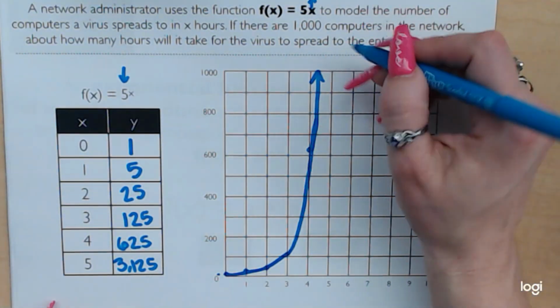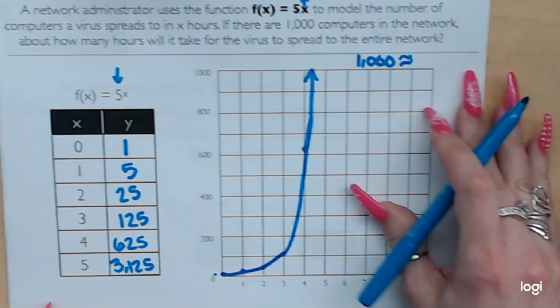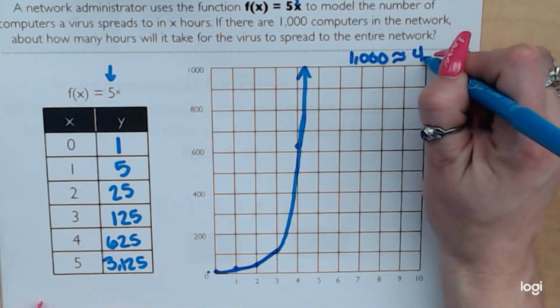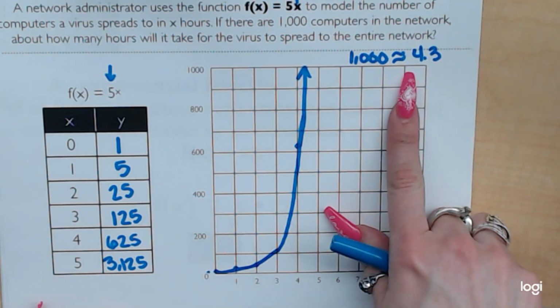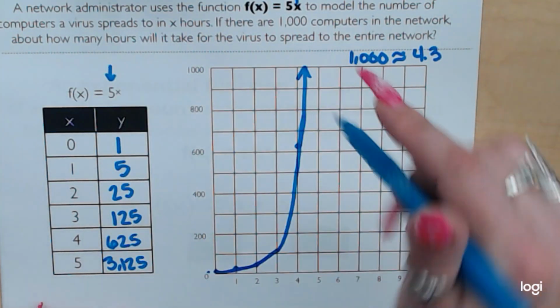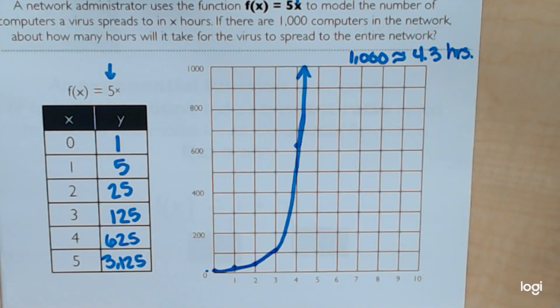So the answer to this question, when it's 1,000 computers, would be about, and we show that with a squiggly equal sign, 4.3. 4.3 what? 4.3 hours. How many hours? That's what we were talking about. So we put that context in the answer.